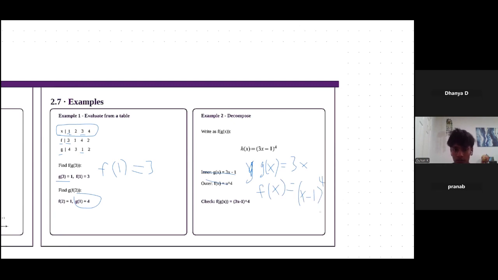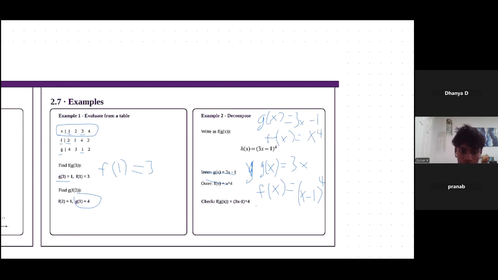But the clear and obvious one here is that g of x just equals 3x minus 1. And f of x equals x to the power of 4. Now we can check here. F of g of x equals 3x minus 1 to the fourth. Let's check that, all right?